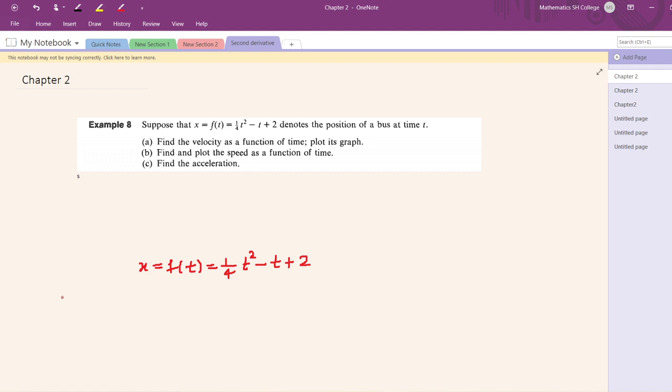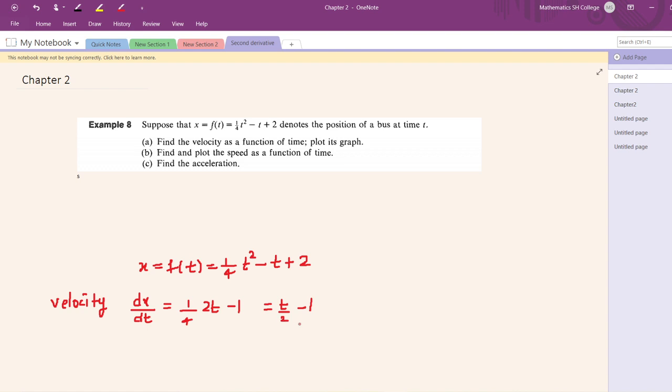So now velocity is represented by dx by dt. What is dx by dt here? You have to differentiate this with respect to time. So it will become 1 by 4 into 2t minus 1, which is nothing but t by 2 minus 1. So t by 2 minus 1, this is the velocity v. We also have to plot its graph.